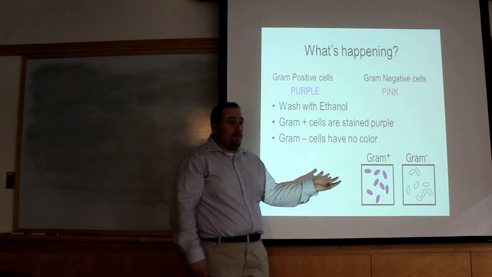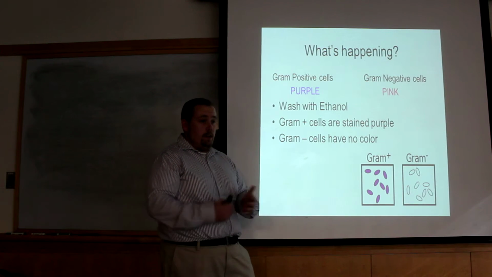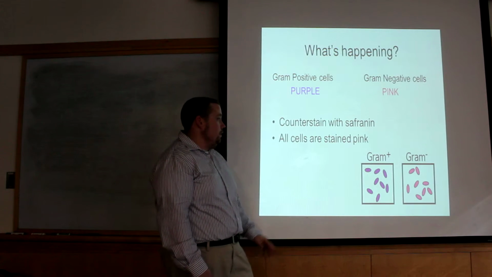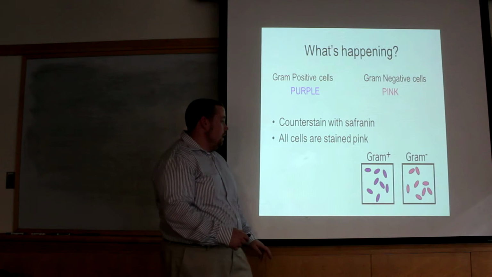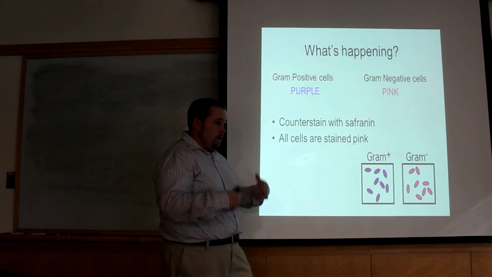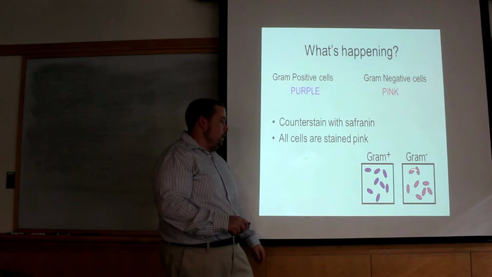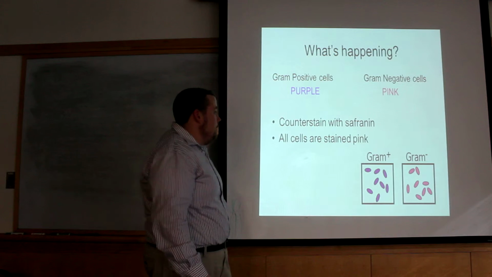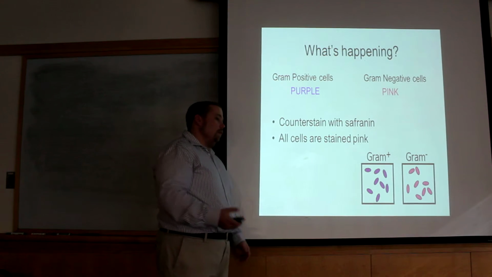Okay. But now you're going to have a slide that has gram-positive cells and cells that appear to have no color. So you need to be able to visualize those cells somehow. And that's what we use the safranin for. You're going to take the safranin and counterstain the slide, and your gram-positive cells, which are already well stained with crystal violet, aren't going to take up the safranin, and they're going to retain the purple color, whereas your gram-negative cells are going to appear pink now because they don't have any crystal violet, because it's all been leached out. Okay, so that's the summary of a gram stain.